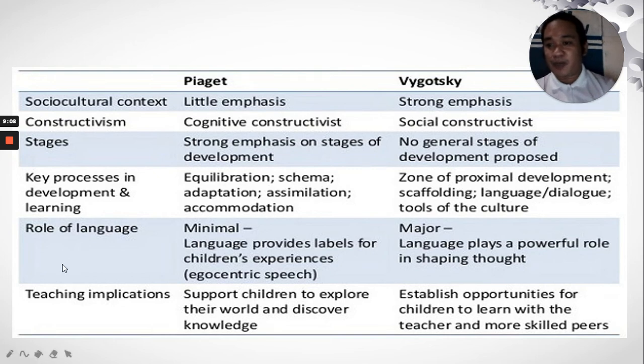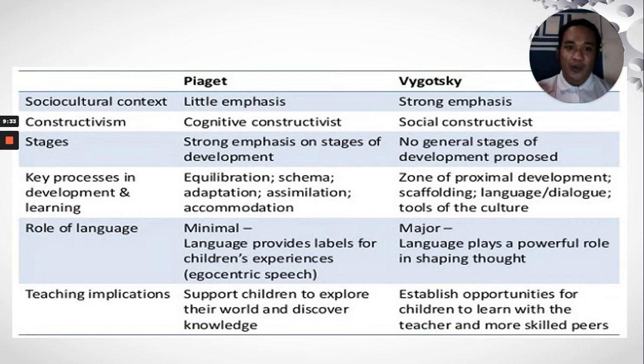Now, for Piaget, the role of language is minimal. Language provides labels for children's experiences, egocentric speech. It means that language only serves as a label, so that they will have names for certain things, for identification purposes. That's the only role of language.